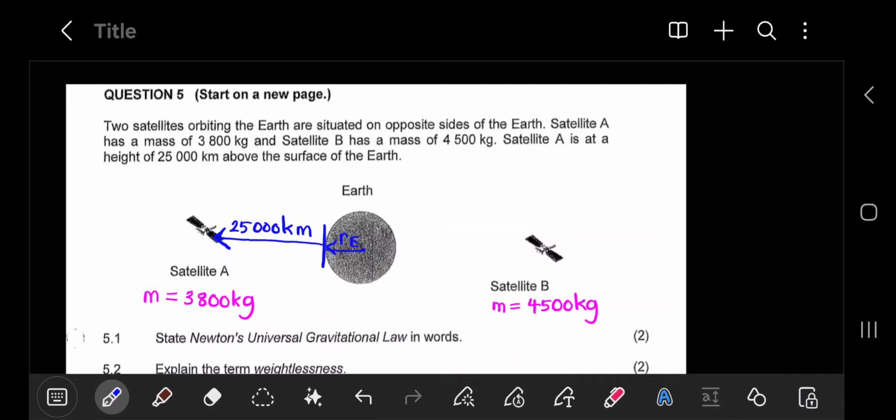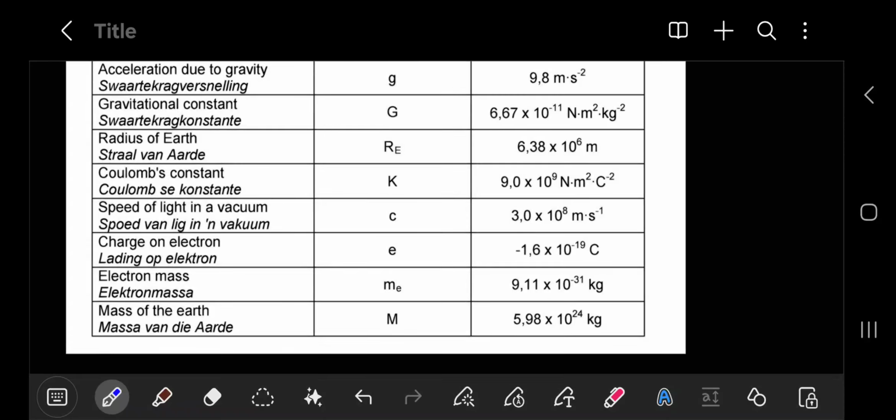Now, information like the radius of the Earth, as well as its mass, should be given to you on your formula sheet. Here, I've provided you with a table from your formula sheet for grade 11 from the Department of Education, where these values are given to you. If you have a look at this, here we have the radius of the Earth, and if we need the mass of the Earth, it is at the bottom.